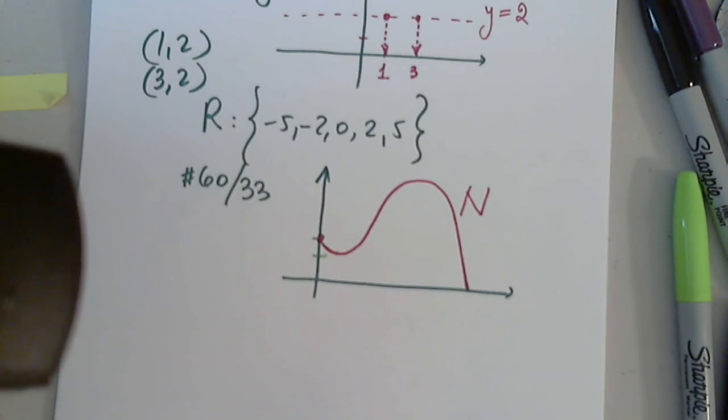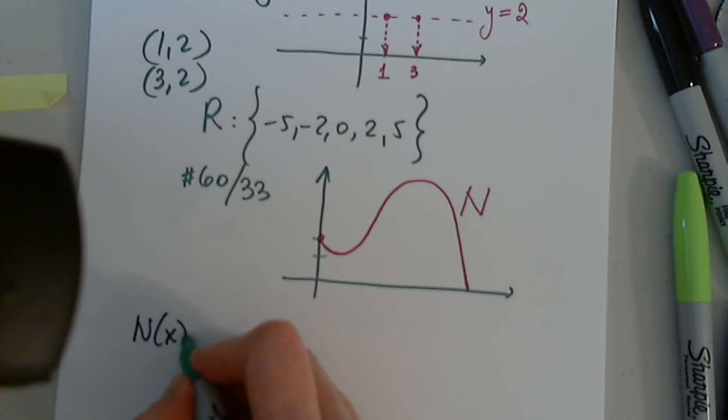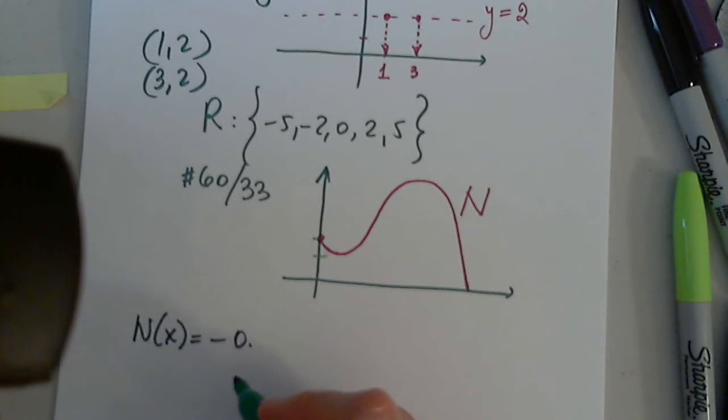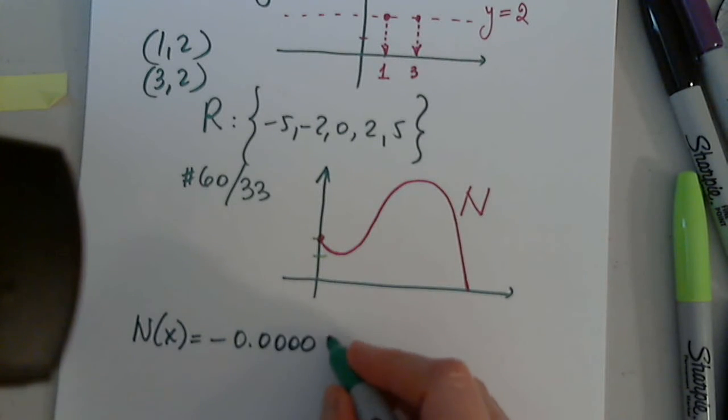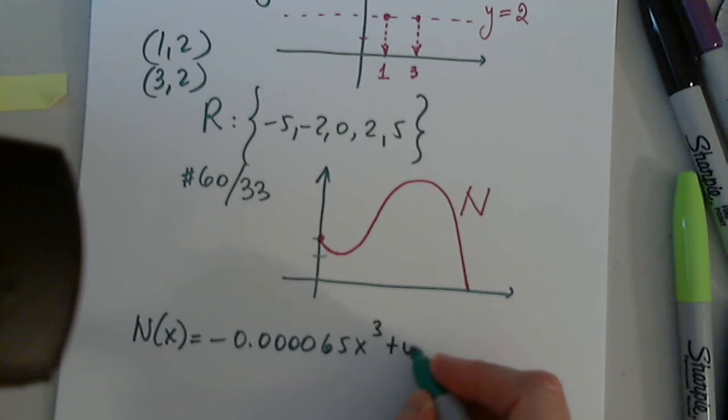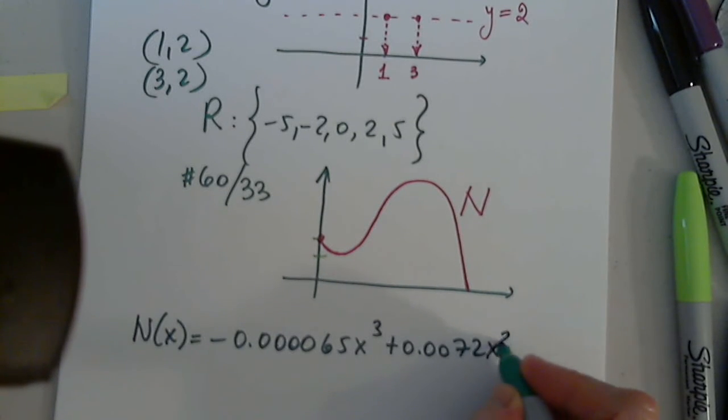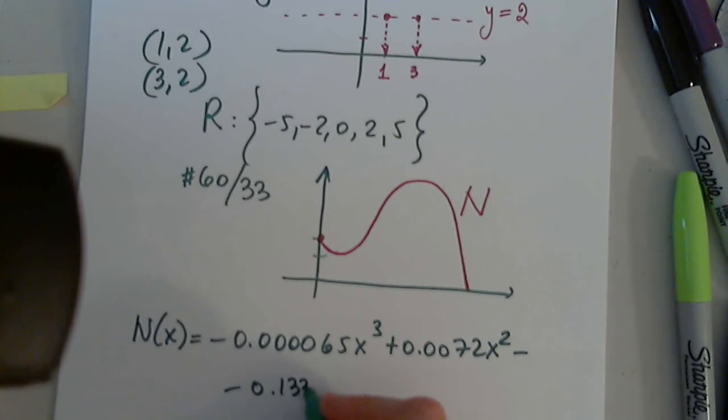Okay, so let's read the problem. The following graph approximates the number n in millions of hearing impaired Americans who are X years old. So in our notes, we will write n of X, which is our function, negative 0.0004 x to the third plus 0.0072 x squared minus 0.133x plus 2.062.